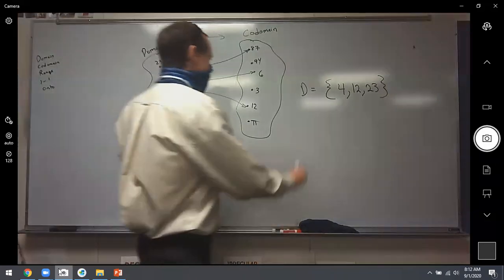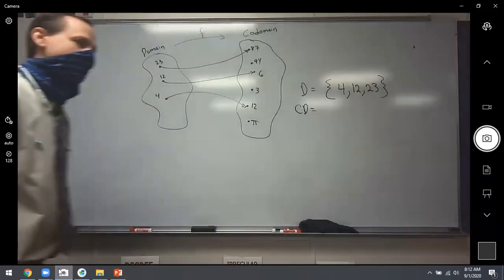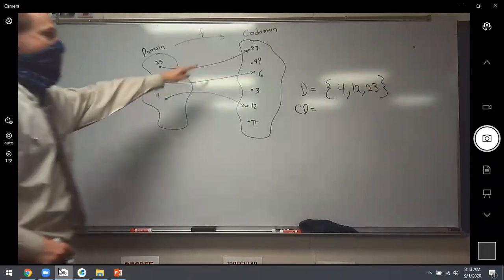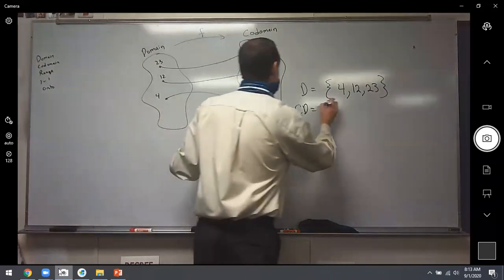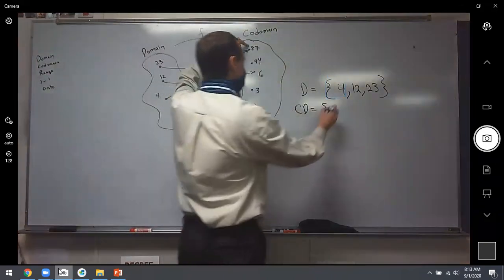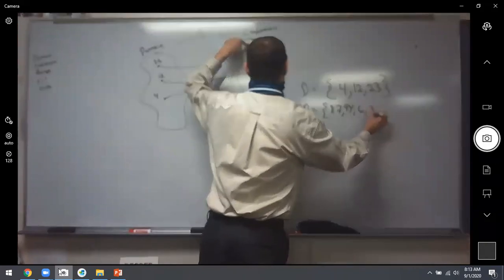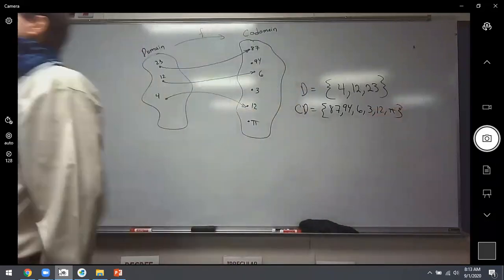I'm going to write CD. Guess what that stands for? Codomain. Codomain means all the numbers I could get out. Could. What are all the possible numbers I could have got out? Any of these, correct? So I'm going to write all of them out. I'm not even going to put them in order this time. Let's just write them down. 87, 94, 6, 3, 12, and apparently pi. That's what I could have gotten out.